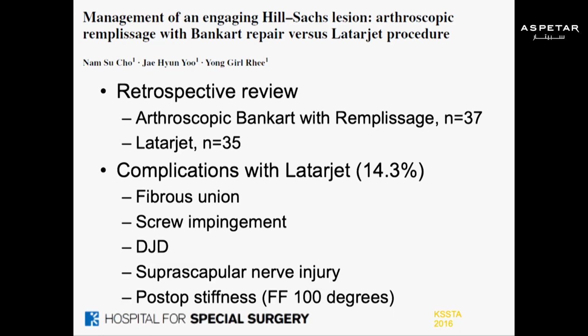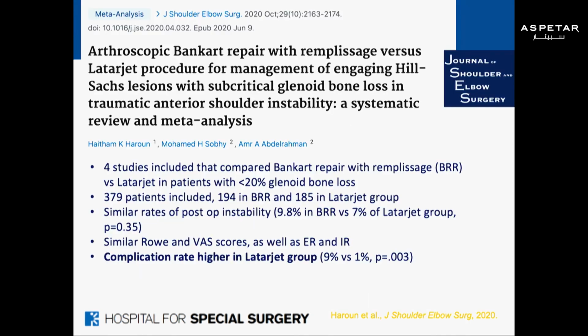So there are complications, and some of them are bad. If somebody gets a little stiff, okay, not the end of the world. A fibrous union of a bone block, as long as they're doing well clinically, is not the end of the world. But early arthritis, nerve injury, those are bad complications. And if we can avoid those by getting similar results with an arthroscopic procedure plus remplissage instead of doing a Latarjet, that becomes, I think, a big victory for our patients.